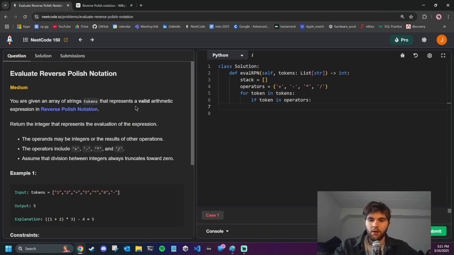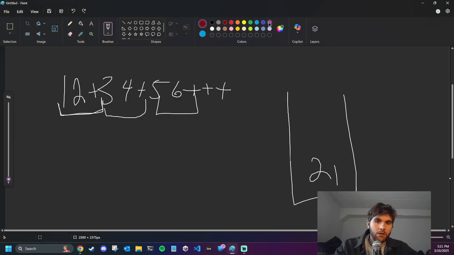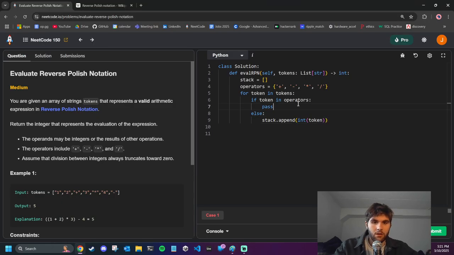All right, so for now, I'm going to assume a valid arithmetic expression. I will assume then that all our tokens, all our input will be valid. So if it's a token, we'll do stuff. But for now, let's say it's not a token, so it's a number. Then we want to say stack.append the integer version of the token. If it's a number, we always just add it to the stack. Otherwise, if it is a token, we need to know what type of token it is.